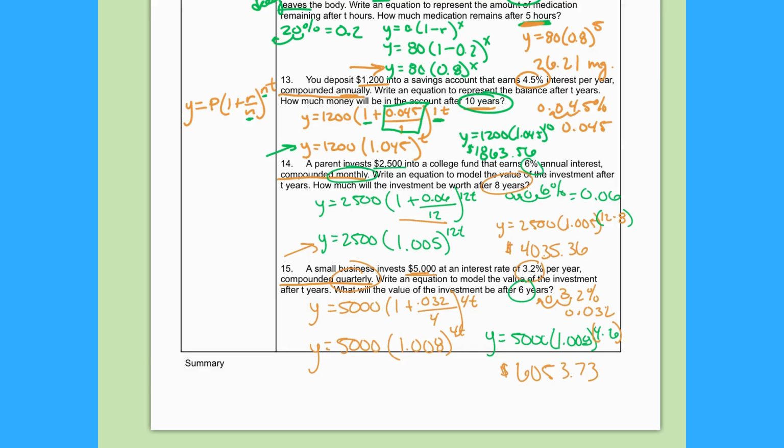So that's how we do compound interest. And just make sure you're reading carefully. Monthly is 12. Quarterly is 4 times. If it says annually, that means you're doing it 1 time per year.